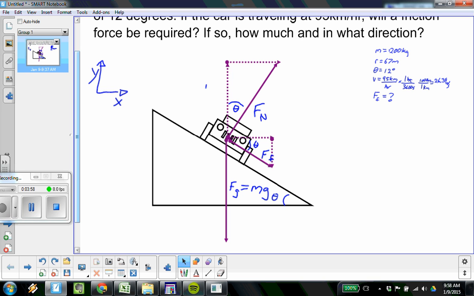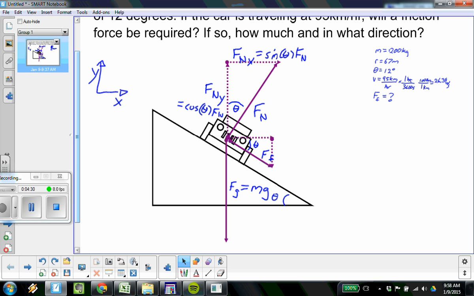So here we have the normal force in the y direction. That, if you notice, is going to be equal to cosine of angle theta times the normal force. And then up here we have the normal force in the x direction, and that is going to equal sine theta times the normal force. Whatever the normal force is, it'll be sine theta times that.